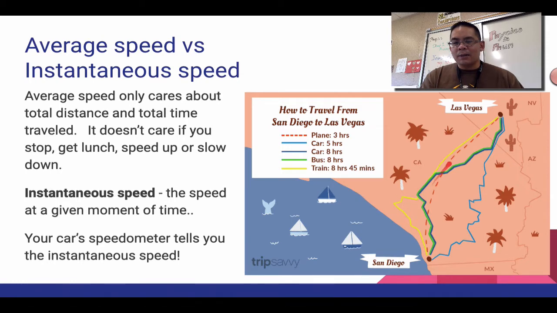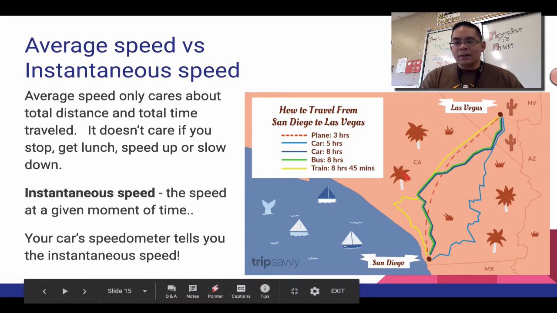You could take the yellow route, you could take the red route, you could take the green route, or even this blue route over here. So there's many different routes you could take to get there, but all that matters is that you travel 400 miles in 8 hours, and so that would be how we calculate that average speed.